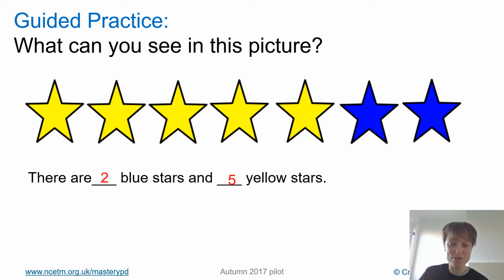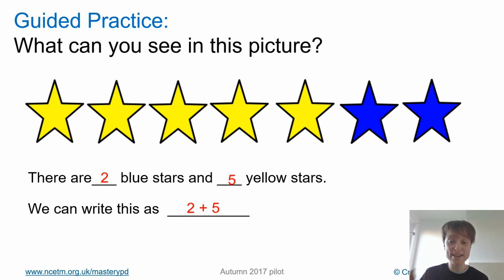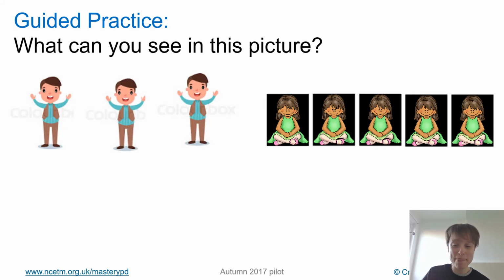So have a go at saying this next sentence. Have a think about how the expression will be a bit different now. We can write this as, say the expression to your adult and have a go at writing it down. Pause the video here. Shall we say it together? Ready? 3, 2, 1. We can write this as 2 plus 5. Well done, everybody. Now we've got one more example to do.